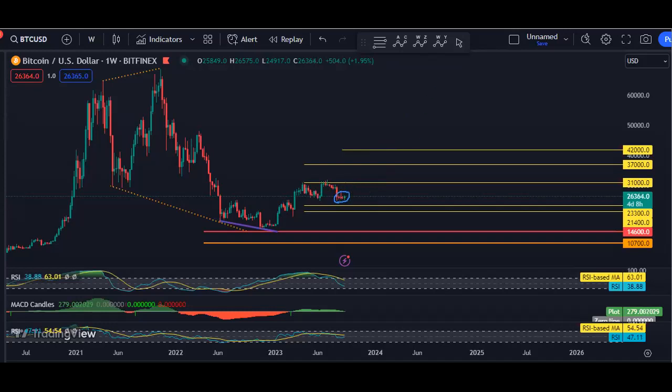That's why at this point, based on daily and weekly chart, I don't see any trade setup, because we can expect the price to reverse from here as a deeper correction. Then we can look for the 23 and 21K. That's why we have to be really careful.